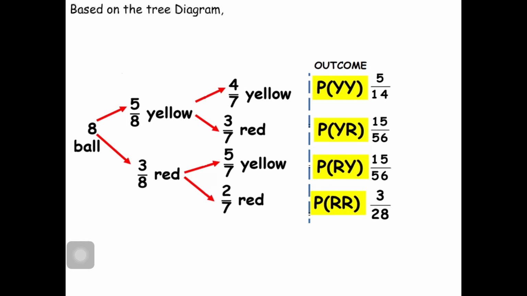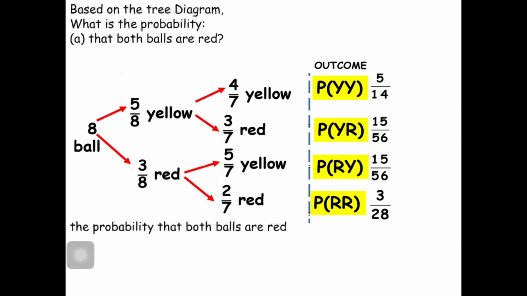So based on the tree diagram, what is the probability that both balls are red? The probability that both balls are red equals probability red and red, or we denote it as probability RR. So from the tree diagram, that is your probability RR. So it is equal to 3/28.